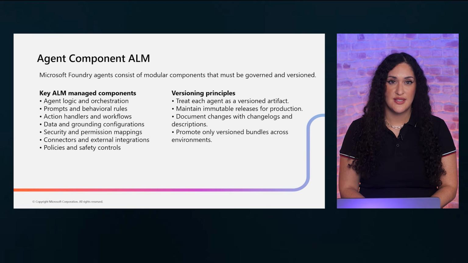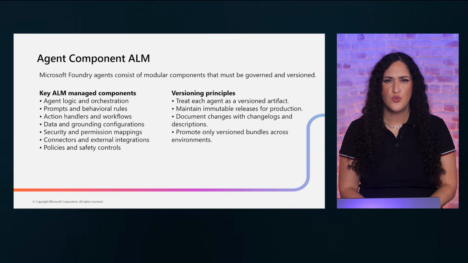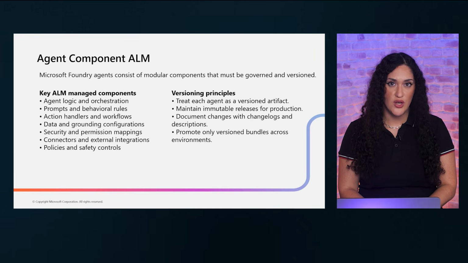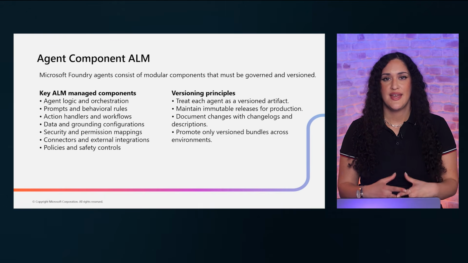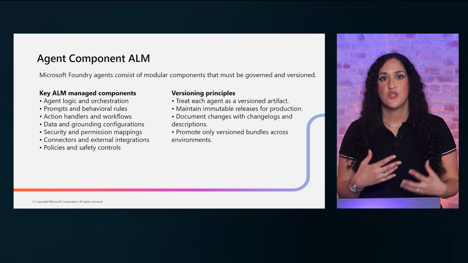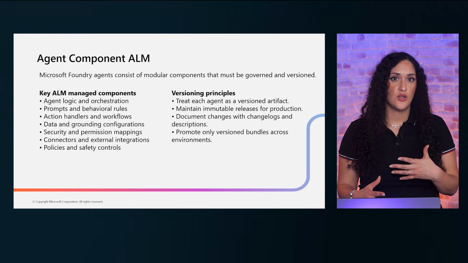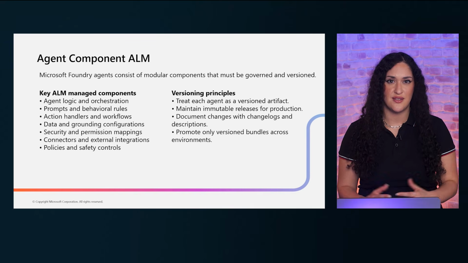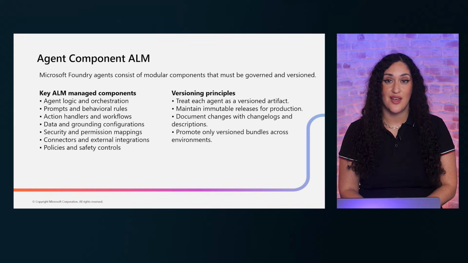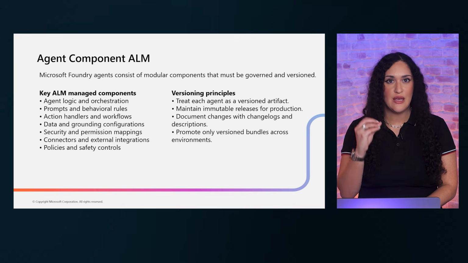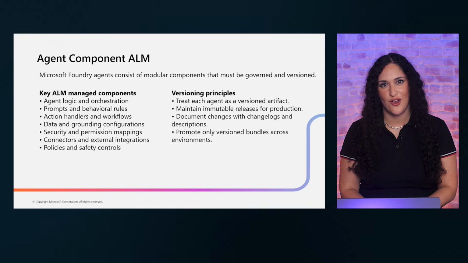Microsoft Foundry agents consist of modular components that must each be governed and versioned independently. These include agent logic and orchestration, prompts and behavioral rules, action handlers and workflows, data and grounding configurations, security and permission mappings, connectors and external integrations, and policies and safety controls. Your versioning principles should treat each agent as a versioned artifact, maintain immutable releases for production, document every change with change logs, and promote only version bundles across environments.